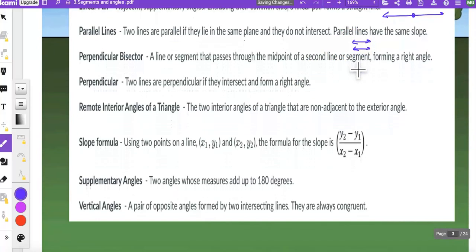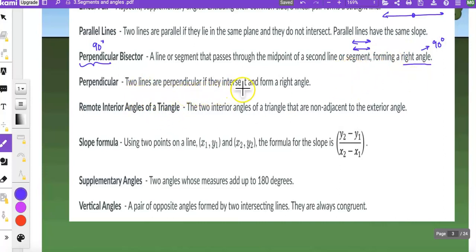Perpendicular bisector. Whenever you see the word perpendicular, it means you are talking about an angle which is 90 degrees. A line or a segment that passes through the midpoint of a second line segment at a right angle. You remember I just told you, right angle, 90 degrees. That's your perpendicular bisector.